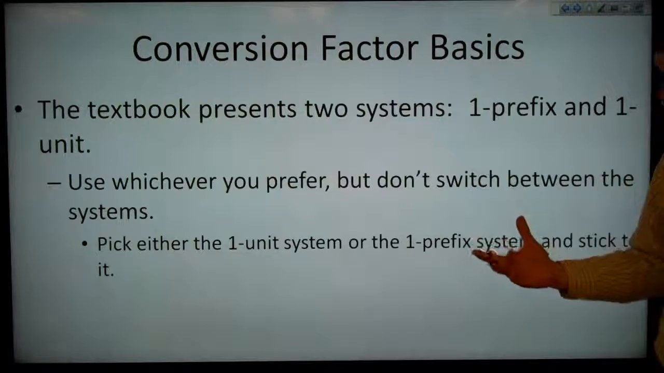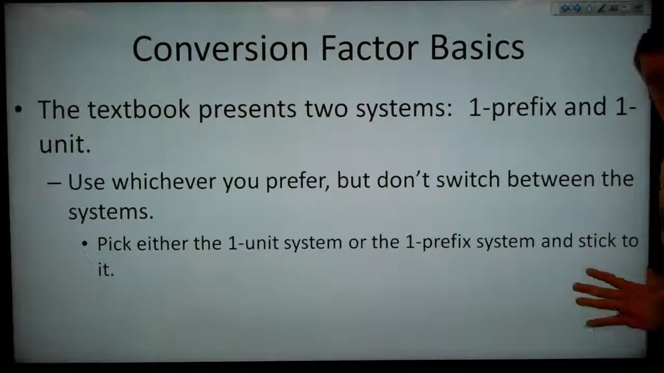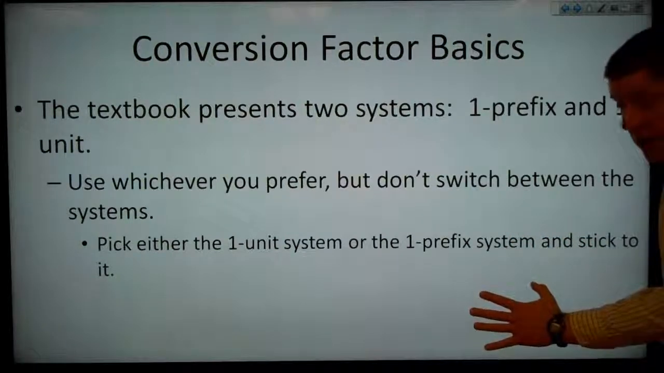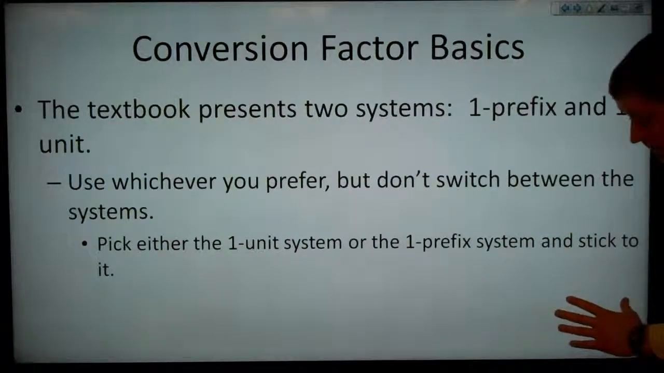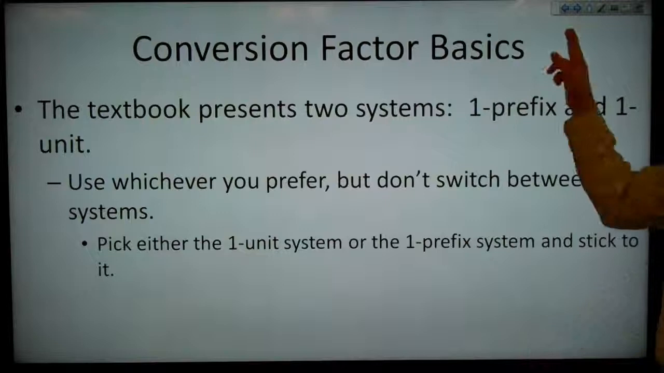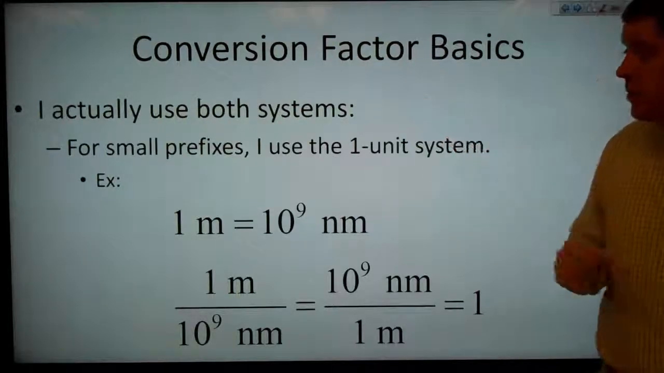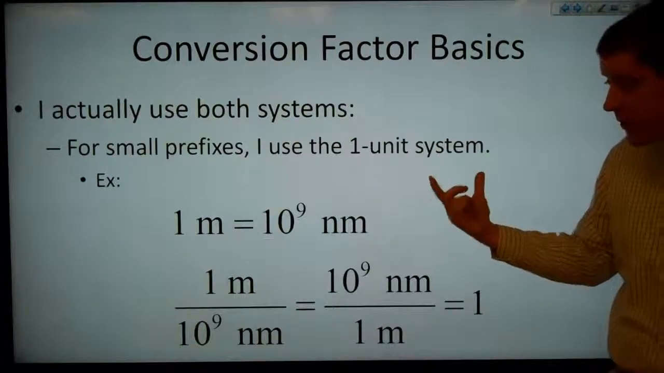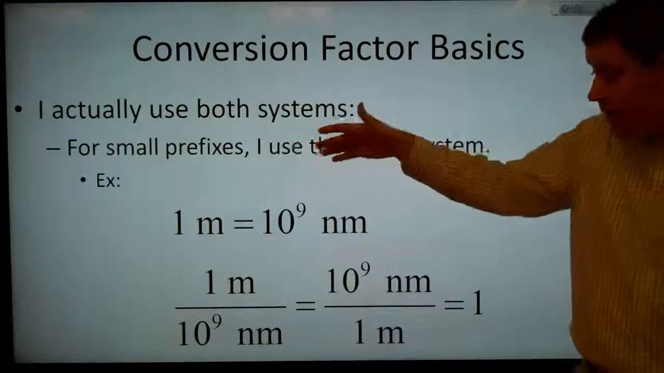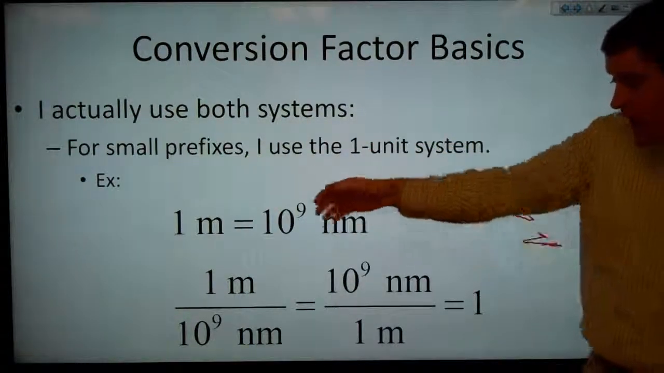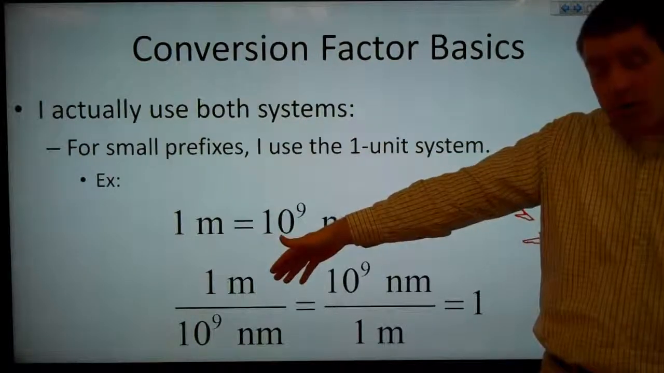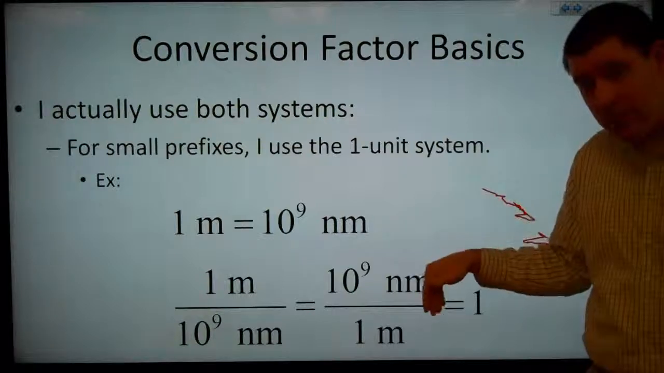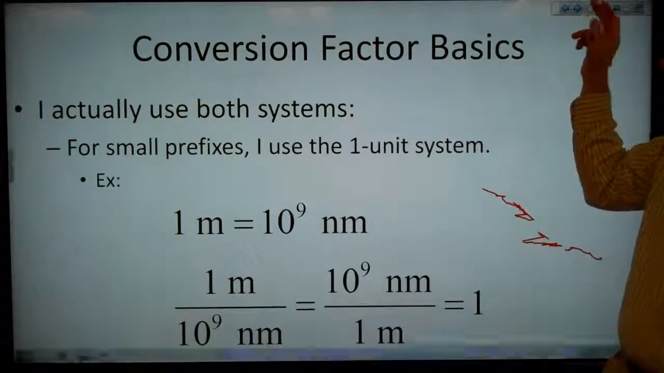And you can use whichever you prefer, but I highly suggest not switching between them. So pick either the 1 unit system or the 1 prefix system and stick to that. Personally, I actually use both systems. For the small prefixes, I use the 1 unit system. So I say something like 1 meter is equal to 10 to the 9 nanometers. So I say 1 meter over 10 to the 9 nanometers is equal to 10 to the 9 nanometers divided by 1 meter, and each of those are equal to 1.